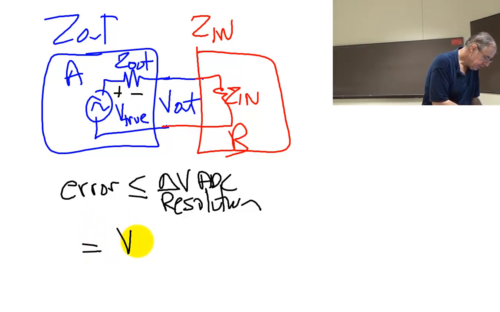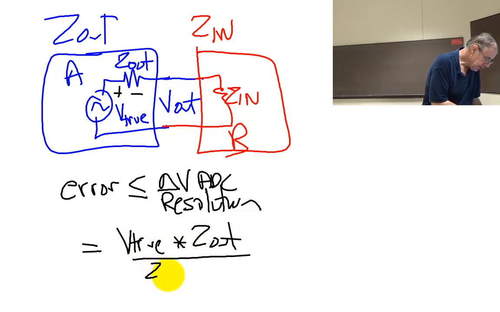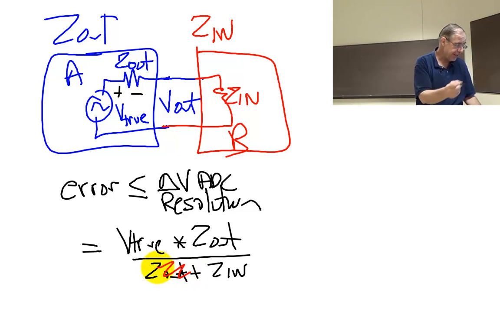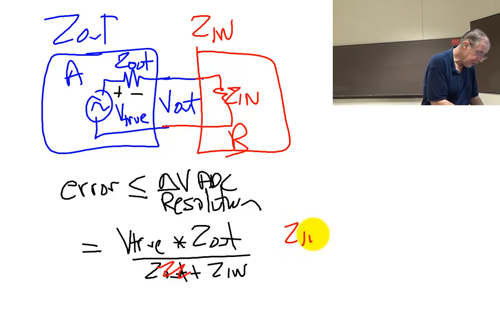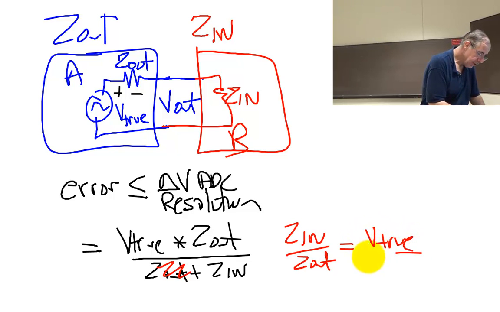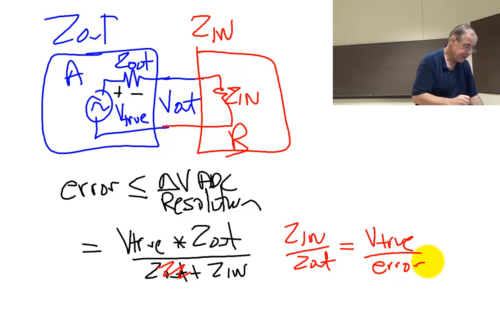V true times Z out over Z out plus Z in. That's Ohm's law. But since the output impedance is usually much smaller than the input impedance, we can approximate it this way. And so I can look at the ratio of Z in over Z out, which is approximately equal to the error, the upside-down V true, over the error.